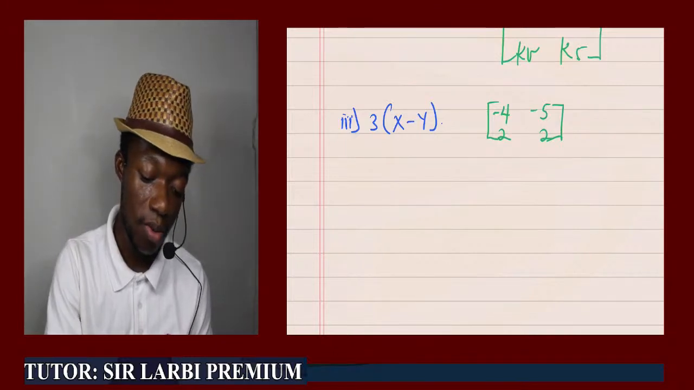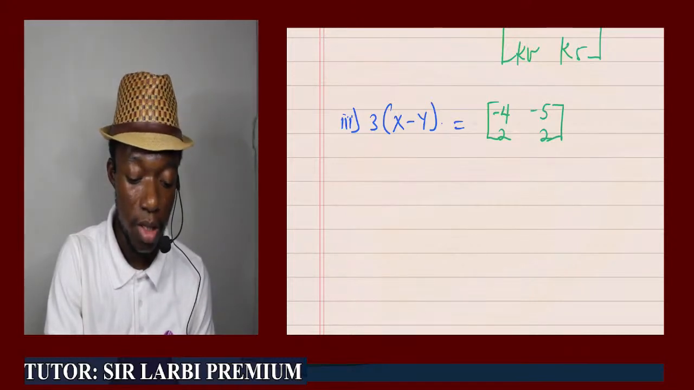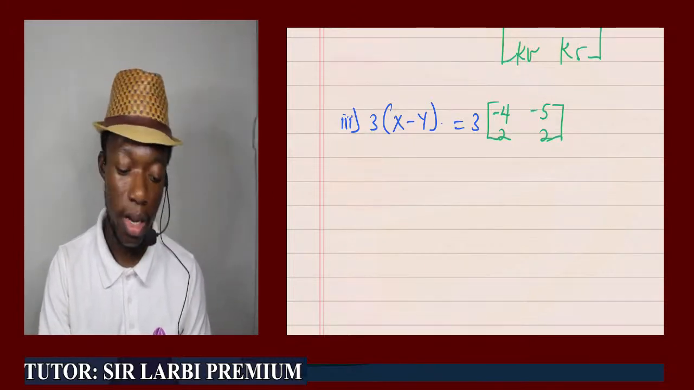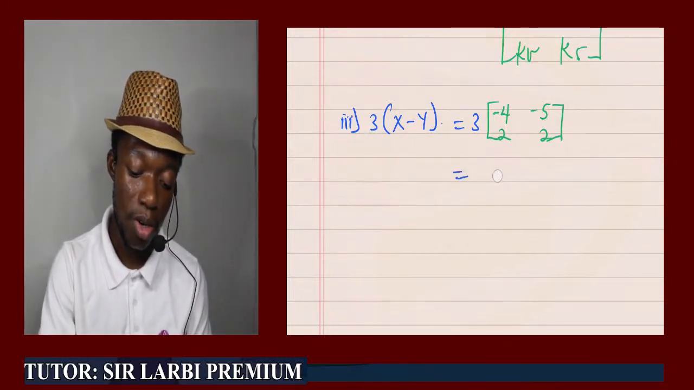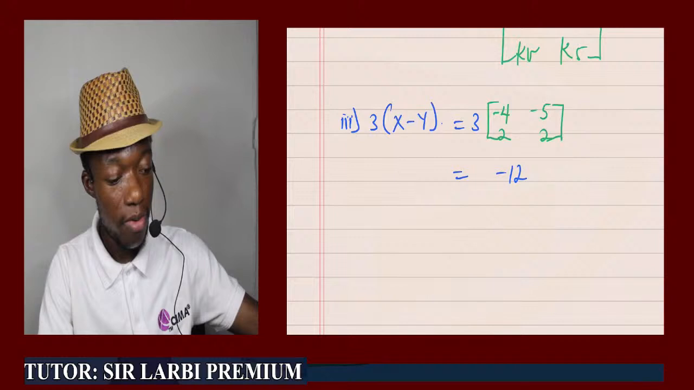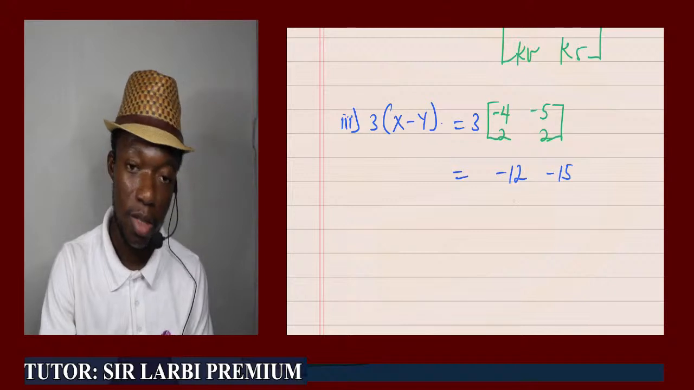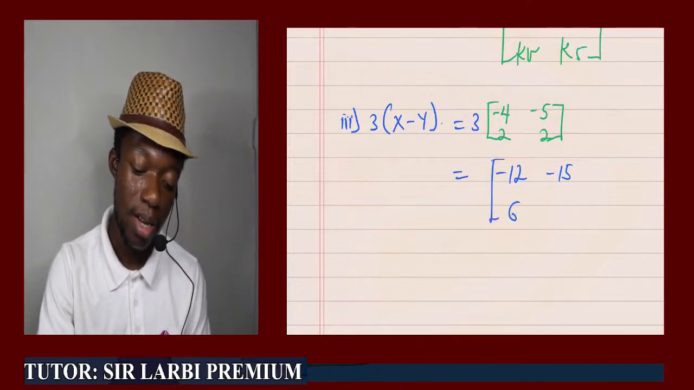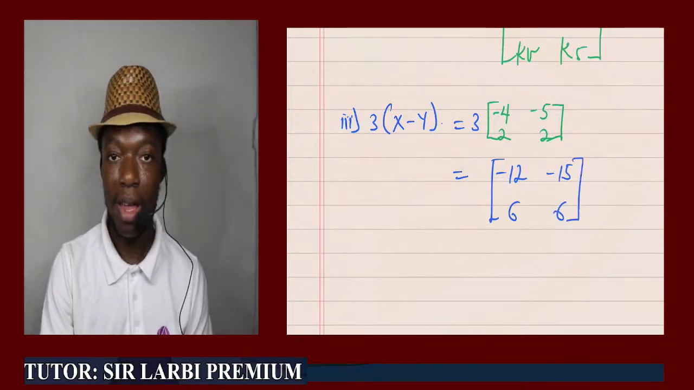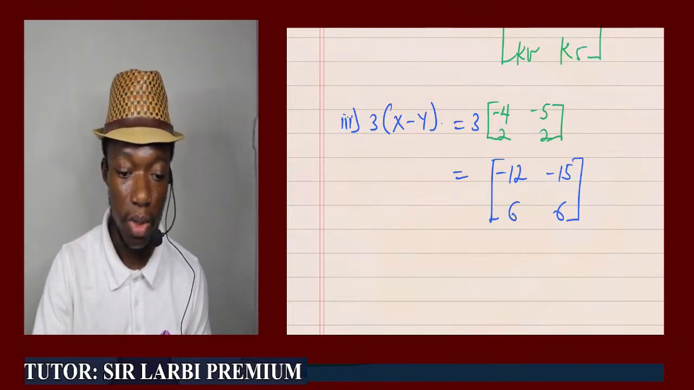If you are asked to find 3 multiplying x minus y, then straight up we can say this should be 3 multiplying the matrix -4, -5, 2, 2. 3 multiplying -4, we are getting -12. 3 multiplying -5, we are getting -15. Then 3 multiplying 2, you are getting 6, and 3 multiplying 2, you're also getting 6. This defines our scalar multiplication of a matrix.